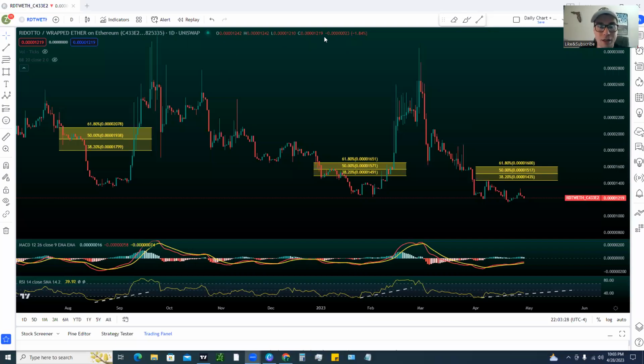So the very first thing that I want to bring to you guys' attention is the RSI. Now remember, this stands for the relative strength index. So it's going to measure the relative strength of a token at its given prices.